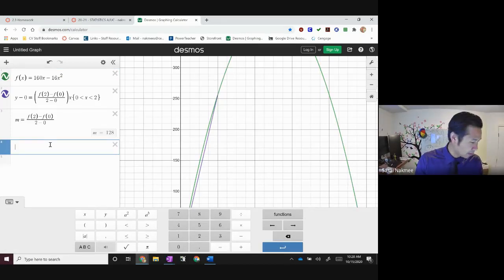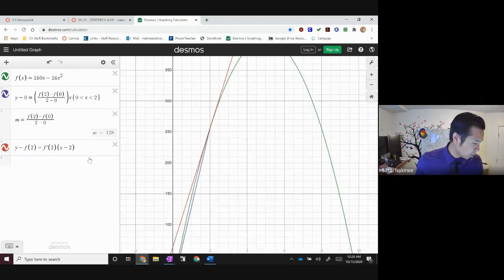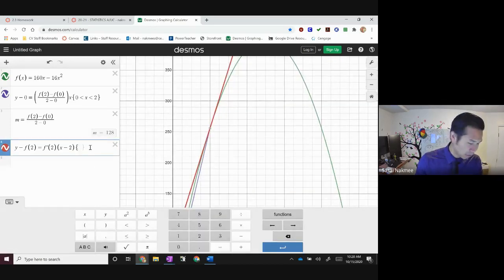Let's say, man, I used to be so much better at this. y minus f of 2 is equal to f prime of 2 times x minus 2. There we go. So there's the red line right there. Hopefully you guys can see that. Let's make that so it's not going all the way over there. So let's go from like 1 is less than x less than 3, for example. And there's the tangent line.